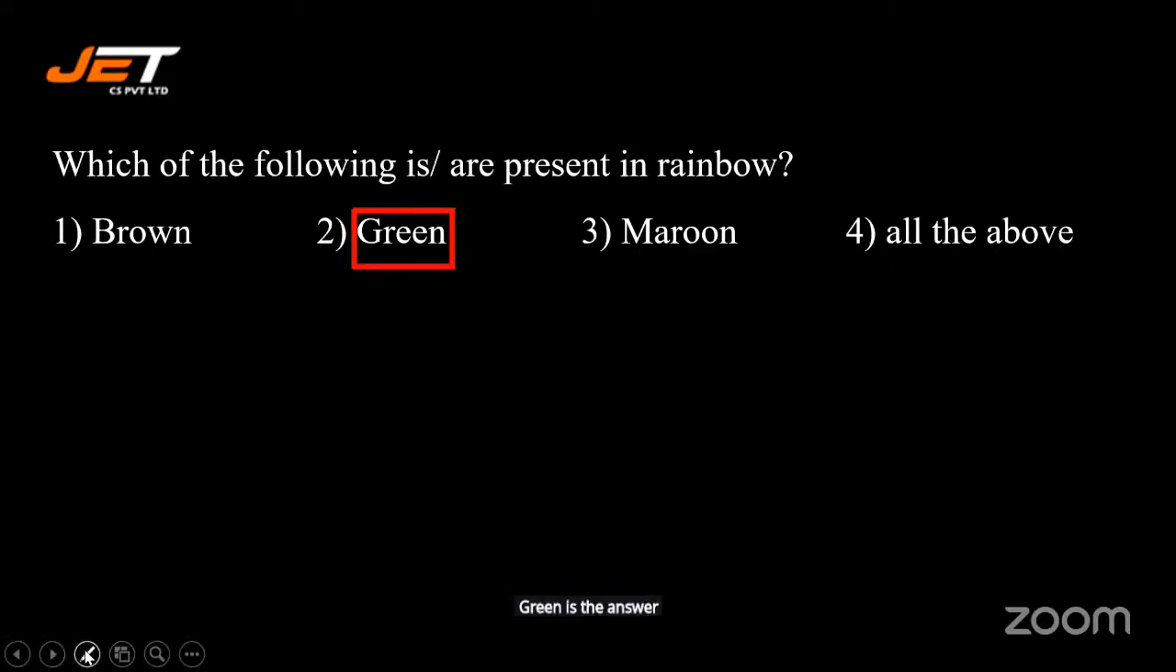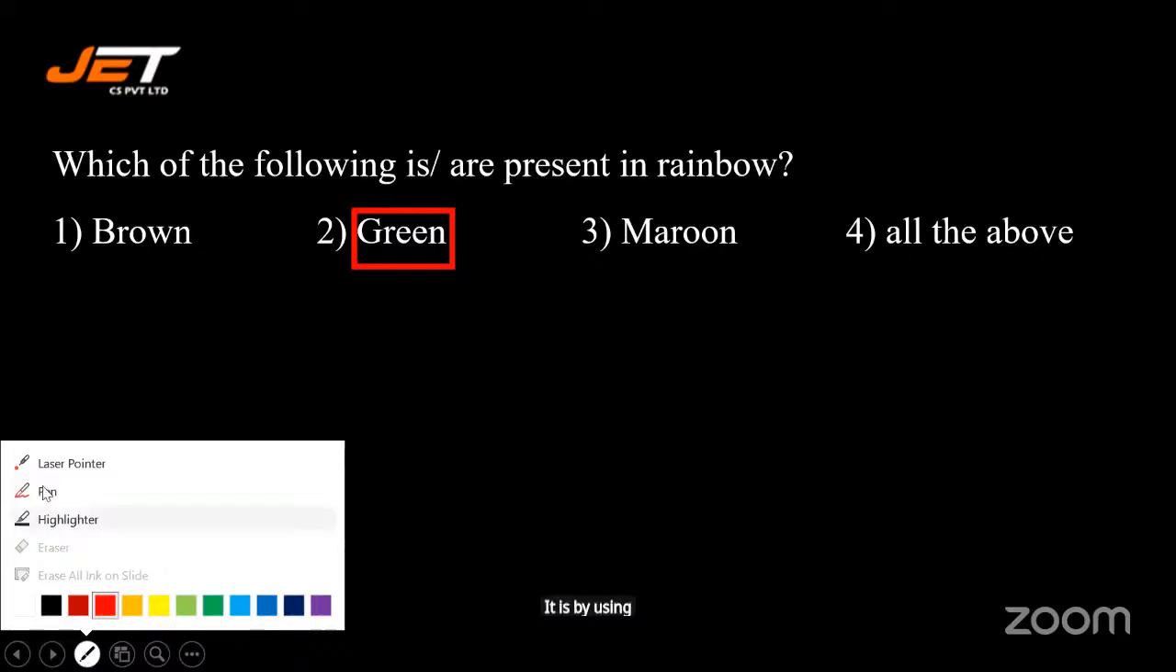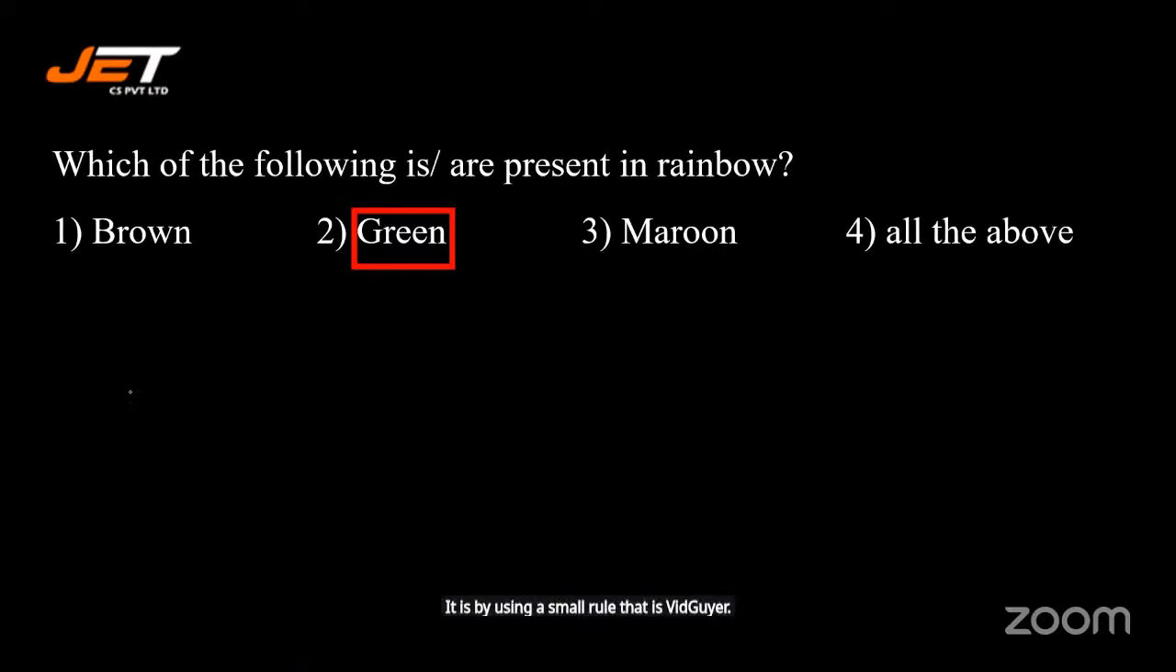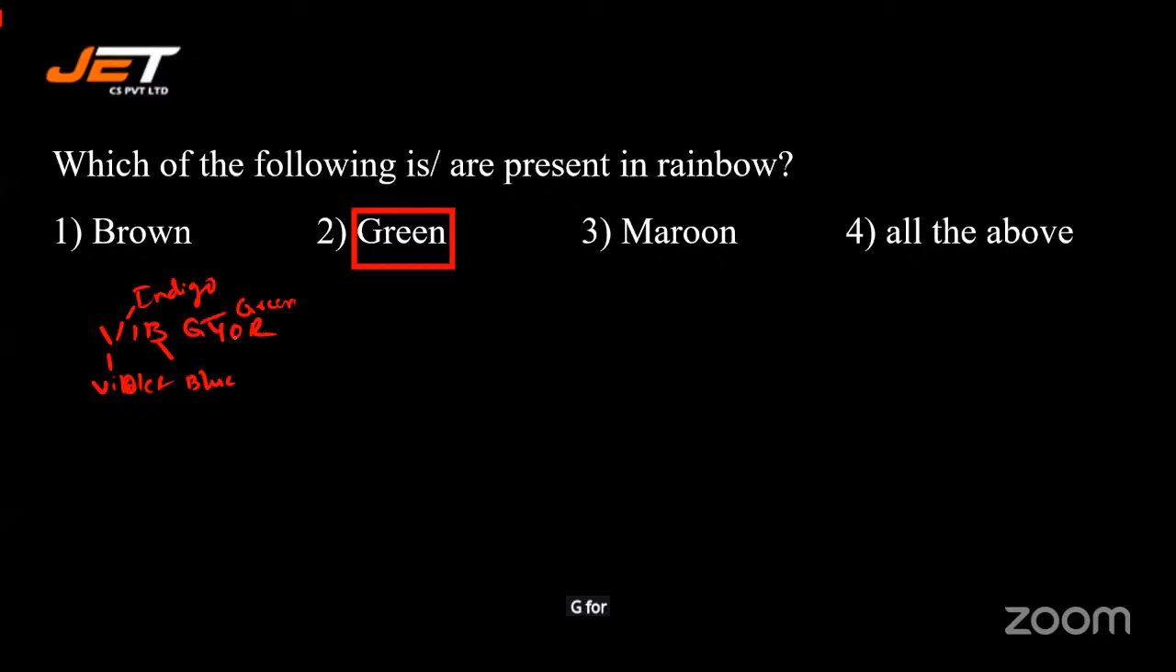How have you done it? It is by using a small rule, that is Vibgyor. Okay, here there is something called Vibgyor. So V stands for violet, I for indigo, B for blue, G for green, Y for yellow, O for orange, R for red.